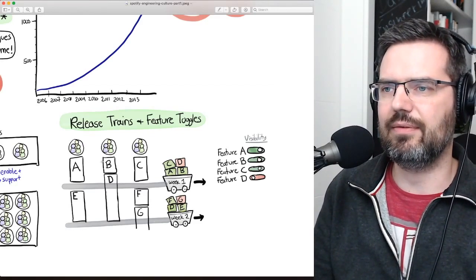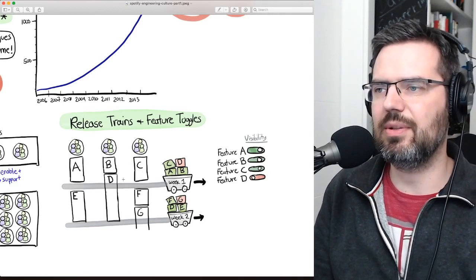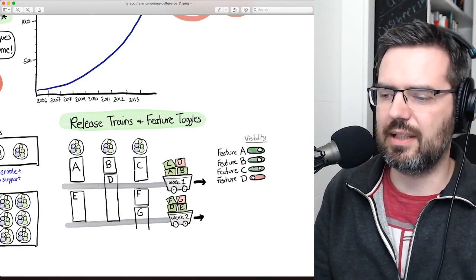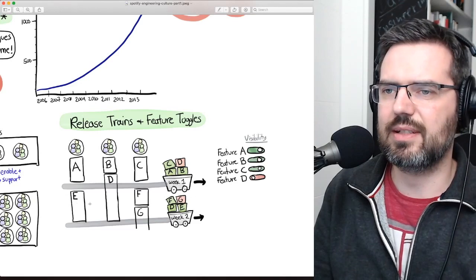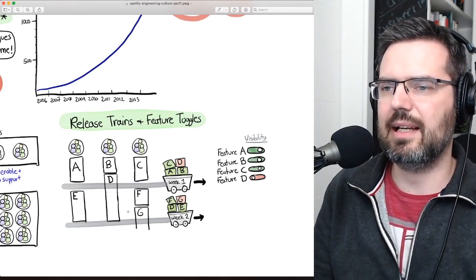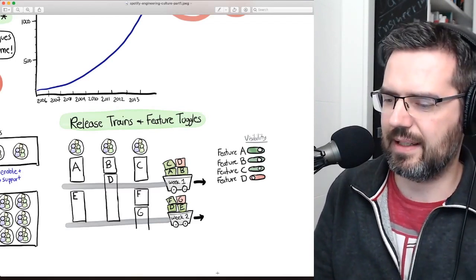Like here, you have finished A, B, and C, and D isn't finished, but you can ship it and test it, and it's not shown to the users, and in the next week you ship E, D, and F completely, and then G, but deactivate G, and yeah.